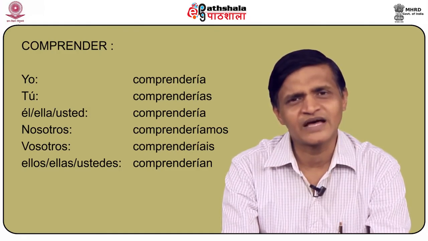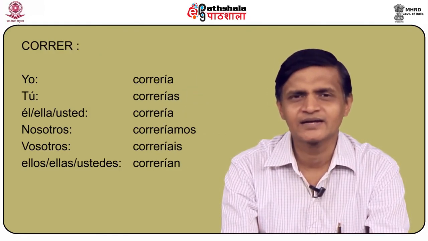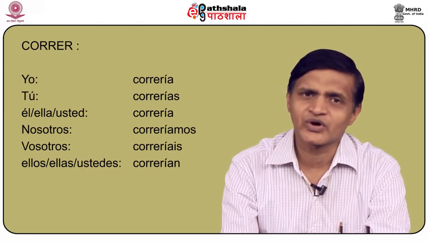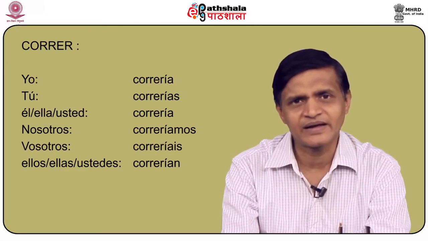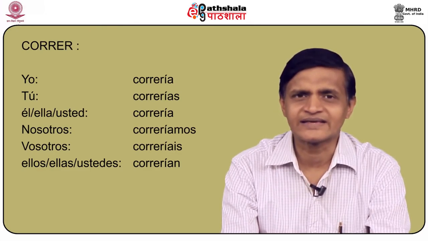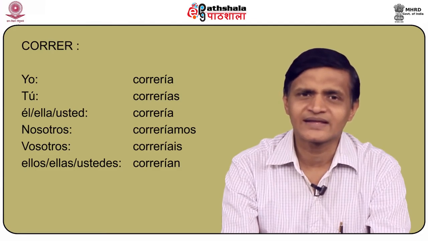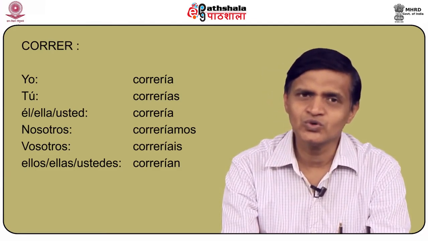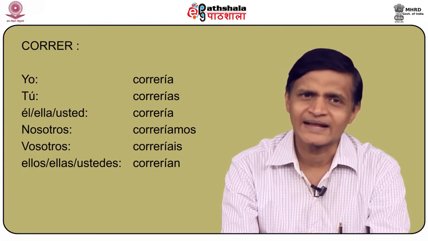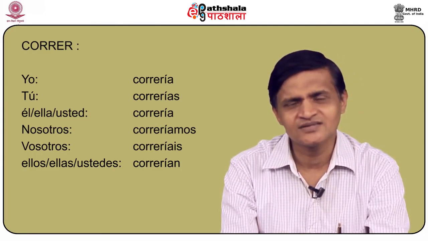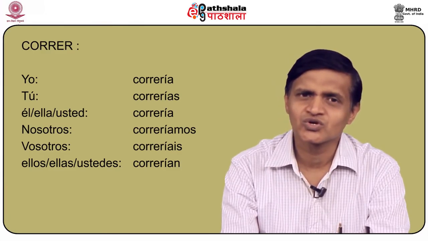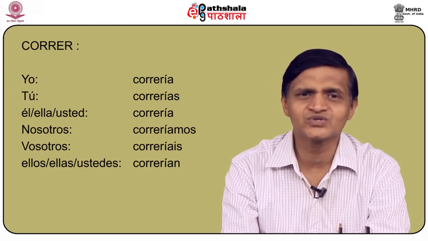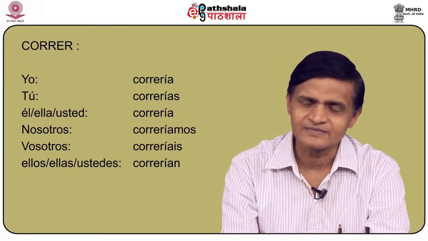Another verb that we should move on to is correr. How do you conjugate correr in the conditional? We conjugate correr in the conditional in the following manner. Correría, correrías, correría, correríamos, correríais, and correrían. I repeat, yo correría, tú correrías, él, ella, usted correría, nosotros correríamos, vosotros correríais, and ellos, ellas, ustedes correrían.